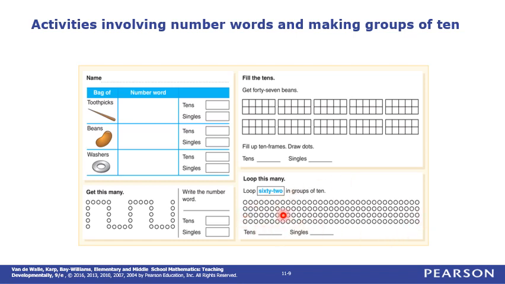Because as you can see, there are only 4 rows here. So they won't have an even number of columns, I should say, that fit into a group of 10, as compared to the activity above, though, that uses the 10 frames, right? We all know that every frame does include 10. And so here in the loop this many, it helps them with that flexible grouping.